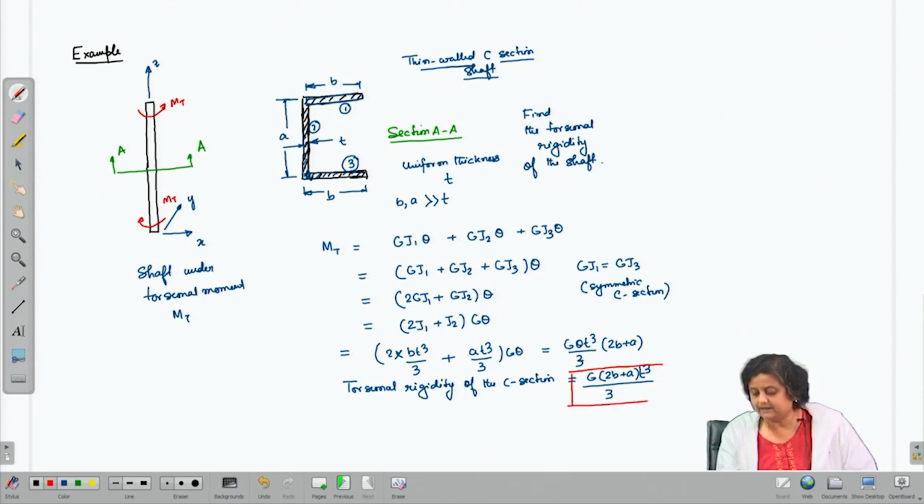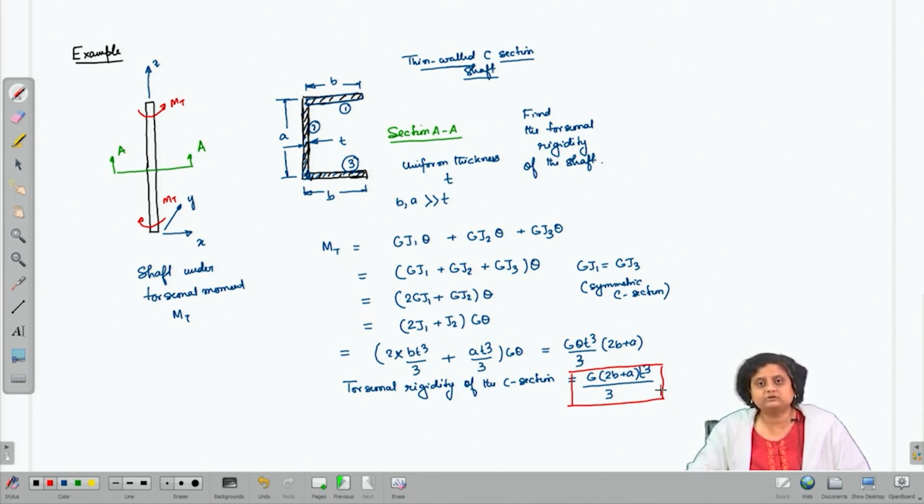So, given any thin wall cross section like an I section or open cross section, it should not be a closed cross section, it should not be a thin annular ring or a box or a rectangle or a square box.